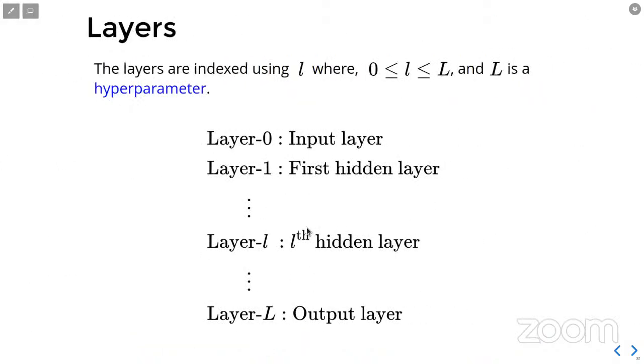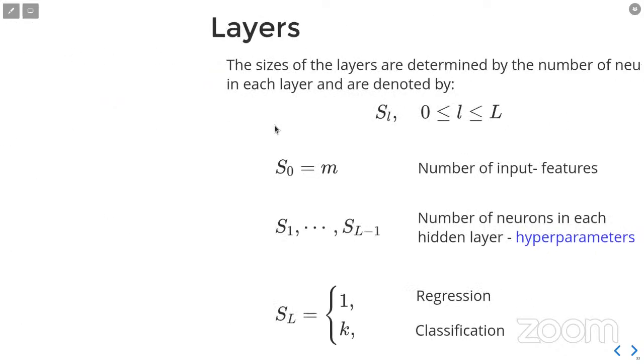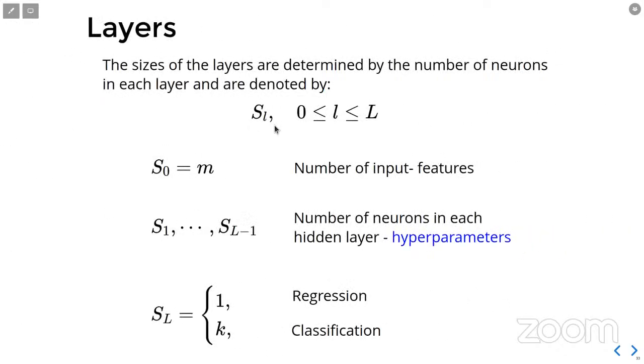This is just the way we are going to index our layers, nothing special here. S_L will be the number of neurons in a particular layer. So S_0 will be the input and S capital L will be the output. Everything else is something that again you have to determine by using the validation data set. So the number of neurons is again up to you.